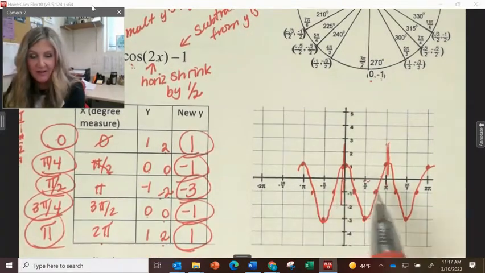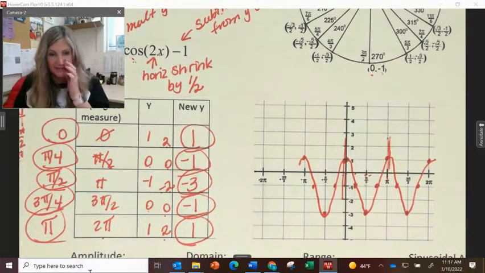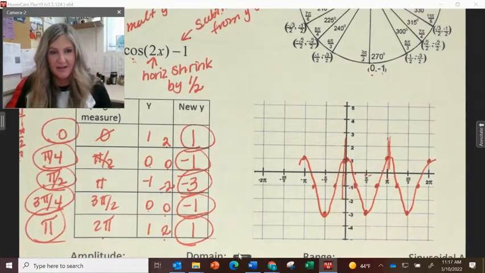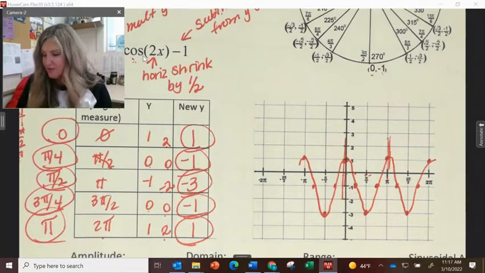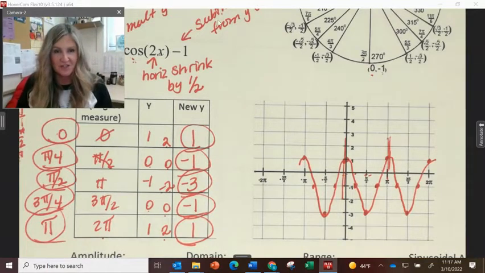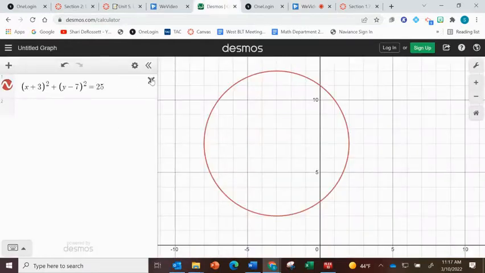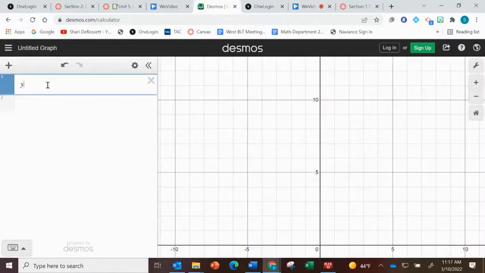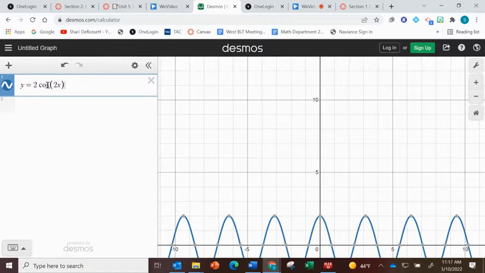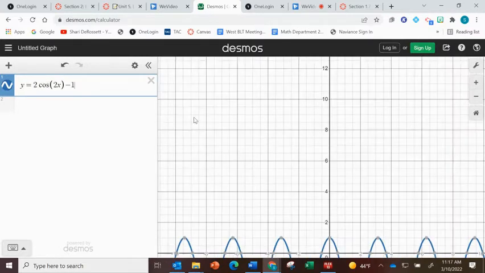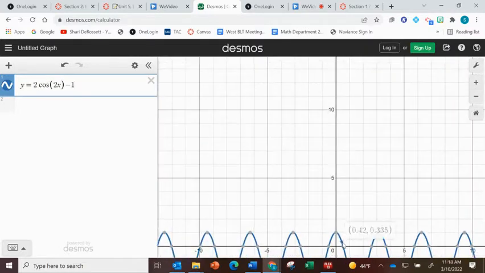Okay, so what happened on this is that we had a lot of things happening. We had a vertical stretch by 2, we had a shift down of 1, and we had a horizontal shrink by a half. Let me show you how you can check this on your Desmos. If you go to Desmos and you put in y equals 2 cosine of 2x minus 1, here's the way it looks. Move it up here.